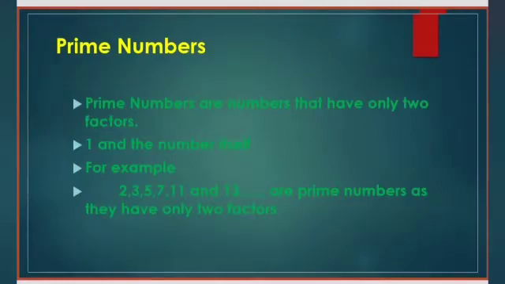What is a prime number? Prime numbers are numbers that have only two factors, one and the number itself. For example, 2, 3, 5, 7, 11, 19. These are examples of prime numbers. These numbers have only two factors.